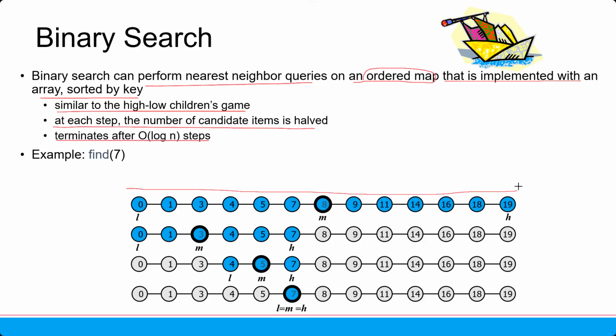In this case, it is already in the order. It's already in the order. We have 0, 1, 3, 4, 5, 7, 8, 9, 11, 14, 16, 18, and 19. So the final goal is find set.